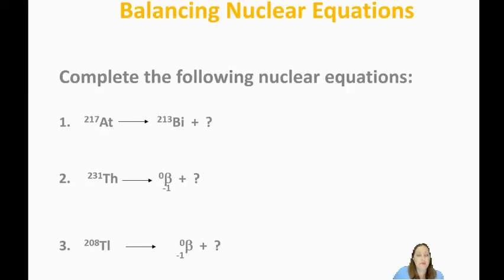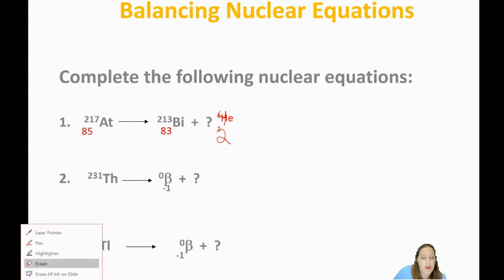So what about here? If we look at this, we have our parent nuclide, and we have 85. So 85 going to bismuth, and if we look up bismuth, that's 83. So what's that going to produce? Well, 83 plus 2, and then 213 plus 4 is going to be 217. So really, we end up getting this helium nucleus, okay?